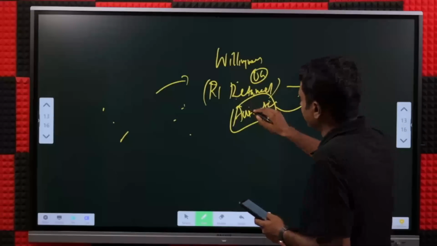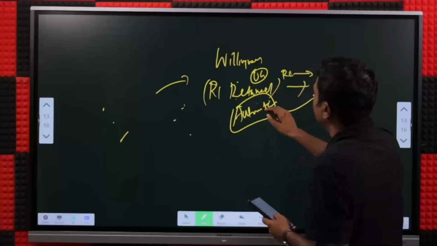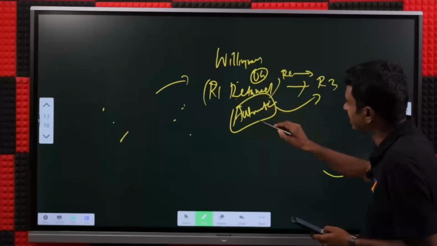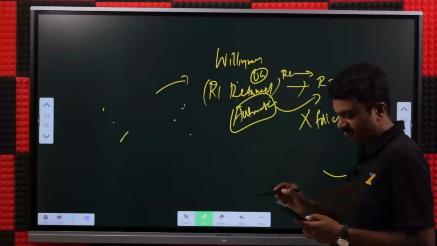So R1 retained, in R2 you can take the same seat to R3. Willingness will be automatic. If you want to retain the same seat again, just don't fill choices here. That is your prerogative.